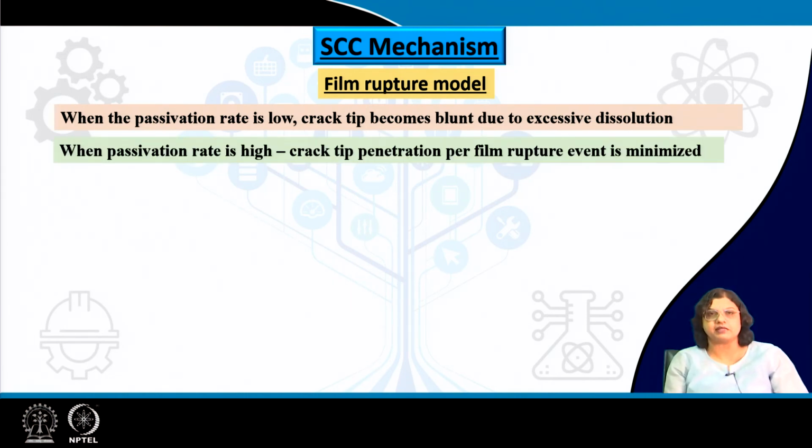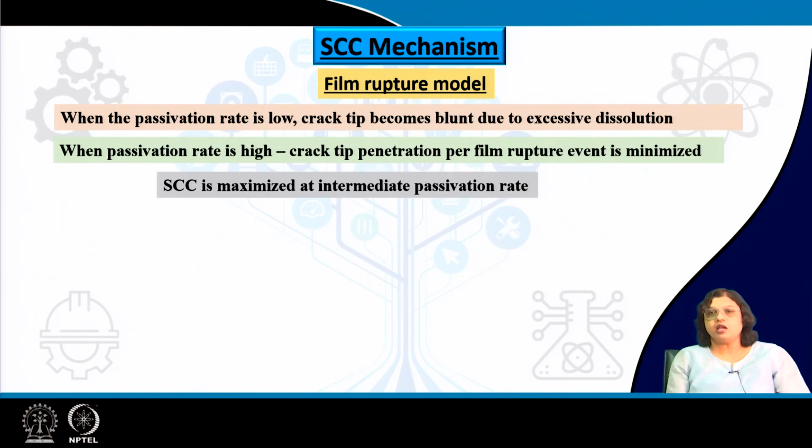On the other hand, when the passivation rate is high, the crack tip penetration per film rupture event is minimized. It is happening at a very fast rate, so there is not enough time for the film rupture to occur or to cope with that rate. Particularly, stress corrosion cracking is maximized at the intermediate passivation rate. If the passivation rate is very high, that is not so detrimental. If the passivation rate is low, of course, that is not so detrimental either, but at the intermediate rate the stress corrosion cracking is maximum.